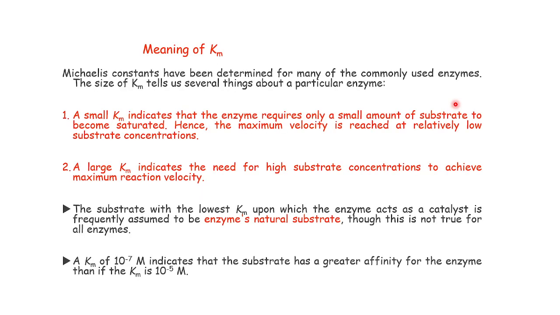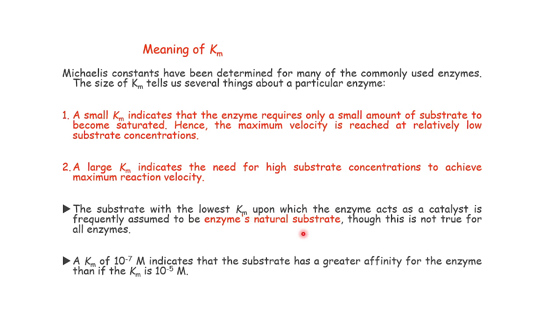If we see that this Michaelis constant has been determined in commonly used enzymes, the size of the Km tells about a lot of things. The value which we get from this Km indicates a lot of things. Mostly a small Km indicates that the enzyme requires only a small amount of substrate to become saturated. So you give only a small amount of substrate and the saturation level is reached faster. Whereas if the Km value is high, then much more substrate would be required to achieve that maximum velocity.